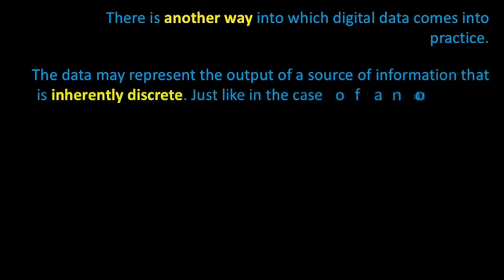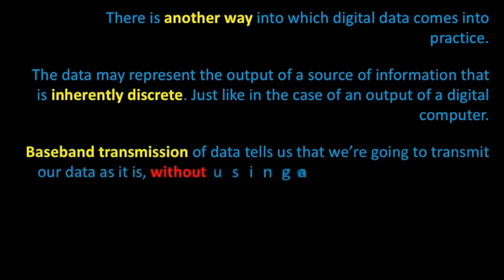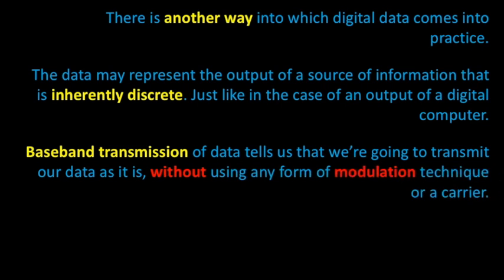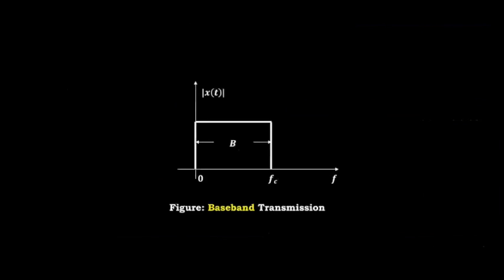There is another way in which digital data comes into practice. The data may represent the output of a source of information that is inherently discrete, just like in the case of an output of a digital computer. Baseband transmission of data tells us that we're going to transmit our data as it is, without using any form of modulation technique or a carrier. Digital data have a broad spectrum with a significant low frequency content. This is how baseband transmission looks in the frequency domain.